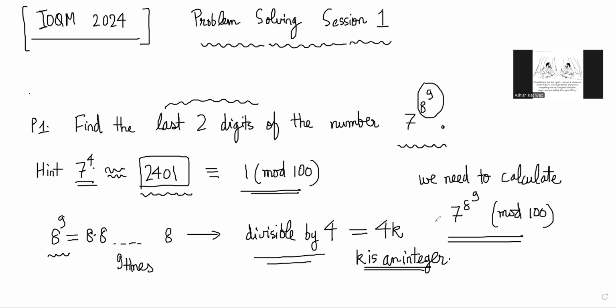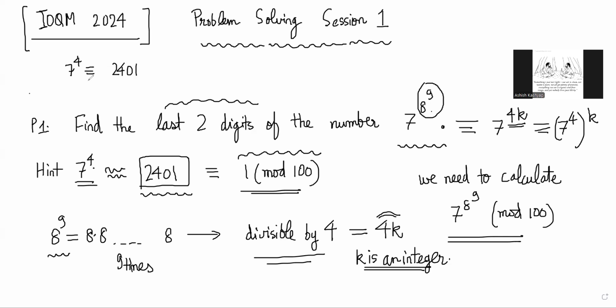If it can be written as 4 times k, what can we say? This number is like 7 power 4k, right? Because 8 power 9 can be written as 4k. And now this can be written as 7 power 4 whole power k. And now we know that 7 power 4 was 1 mod 100. 7 power 4 was what? 2401. So the number that we need is 2401 power k, right?